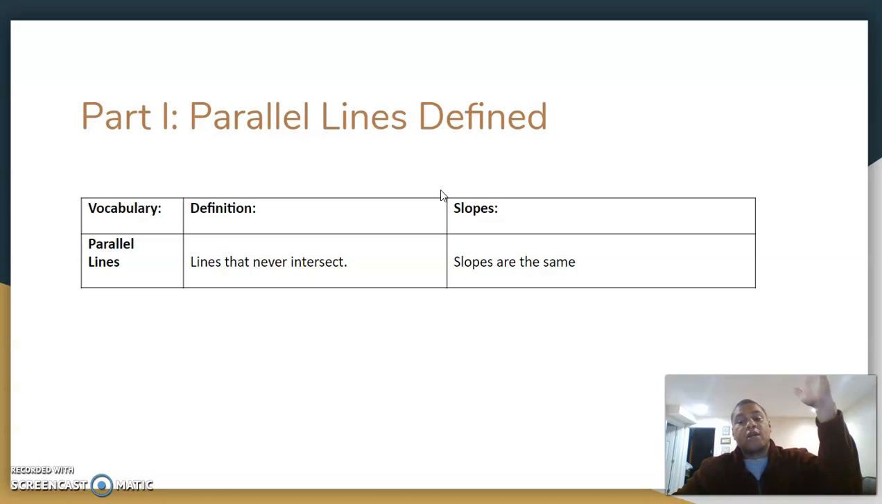Think of one line that goes up a certain amount, over a certain amount. Another line goes up the same amount, over the same amount. Every time one goes up, the other one goes up. Every time one goes over, the other one goes over. They never touch. Two lines that never intersect have the same slope. That's the definition of parallel lines. Okay? Write that down if you haven't already.